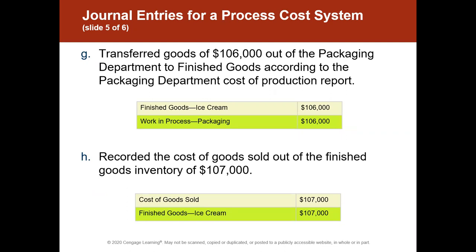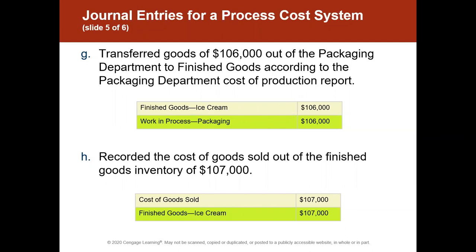Goods are transferred out of packaging to finished goods. So we debit finished goods, which is another inventory account, and we credit work in process. So again, all that's happening is we're taking materials, which is an inventory asset, and moving it over into mixing, which is still an inventory asset, but it's a different inventory asset.